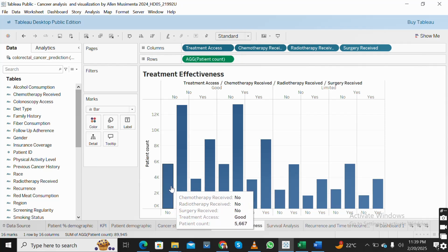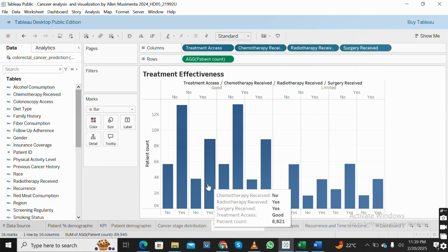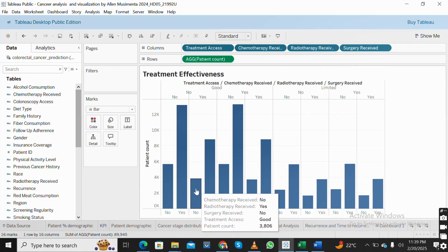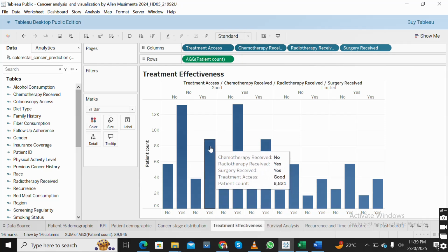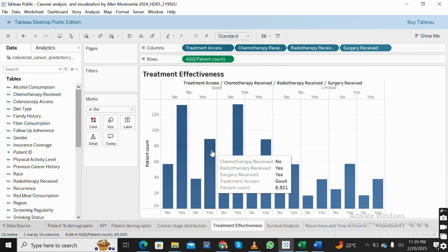So it shows that effectiveness here is not good. Then when you look at this, the treatment here was not so effective. But when you look at this, where there is no chemo, but radiotherapy was received, no surgery, the treatment was good, and the number is 3,000. So it's a yes, the treatment was received. So here, no, the treatment was never received.